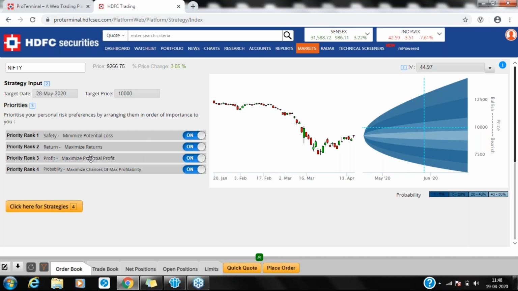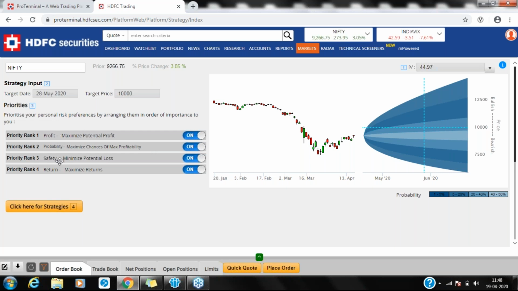Okay. So let's suppose we want to keep our profit as the first top priority. So we will just select the profit and take it at the top. So you can see now profit becomes our first priority. Safety becomes our second priority. And if in case we want our probability section to go up, we can directly select it and take it above. So this way our probability will be second and profit will be the first option.